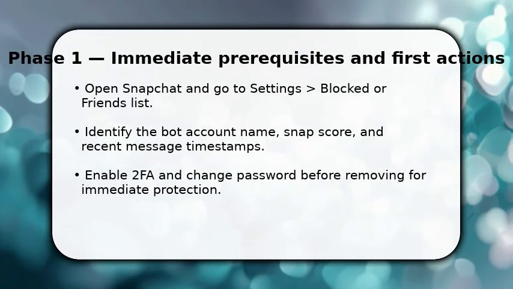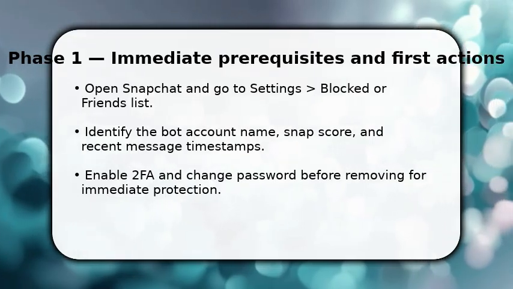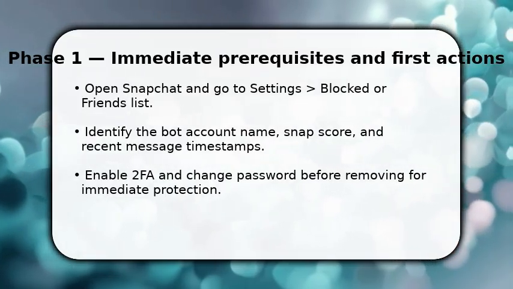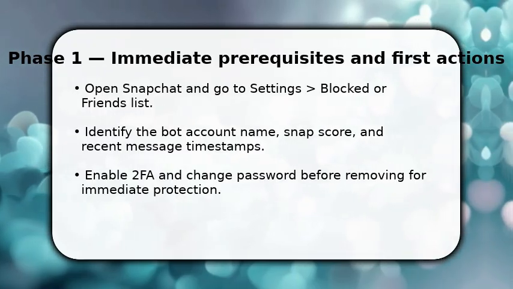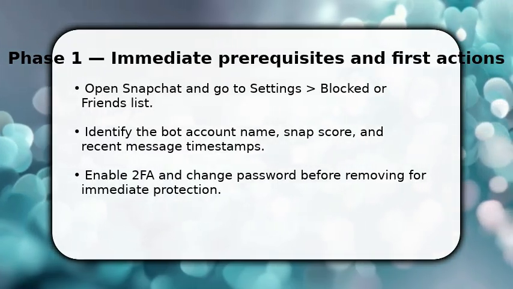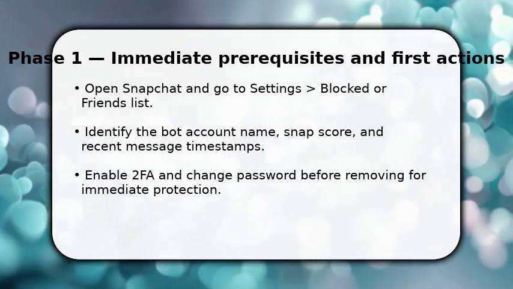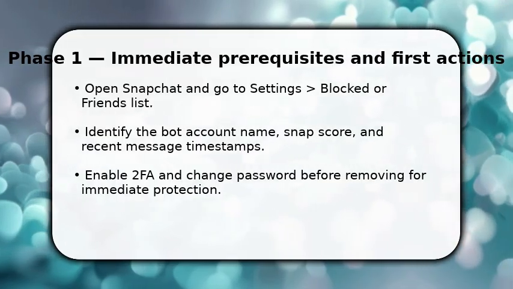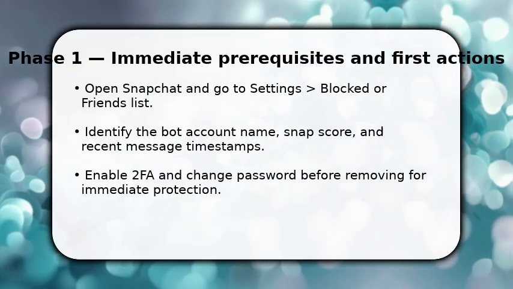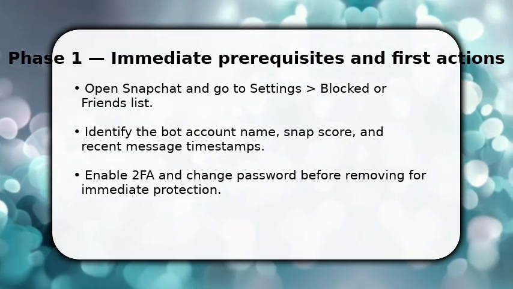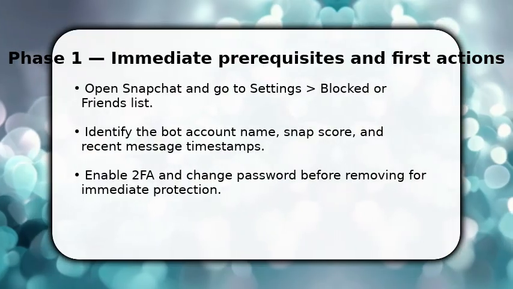You're starting now? Open Snapchat and head straight to Settings, then to your friends or blocked lists. Locate the bot by name, snap score, or odd message timestamps so you remove the correct account. Once identified, make a quick safety move: change your password and enable two-factor authentication to prevent re-entry. This stops the bot from reconnecting while you act.